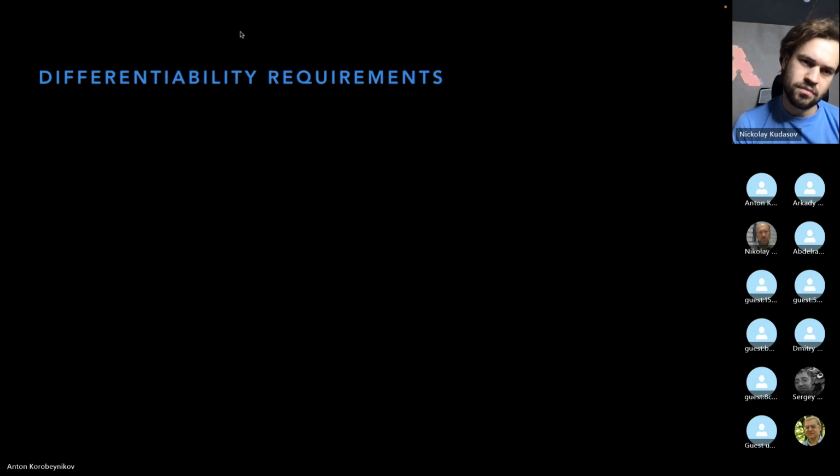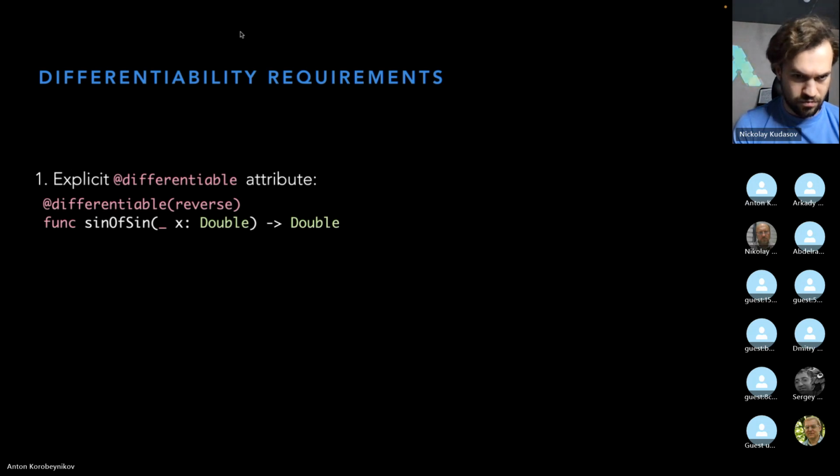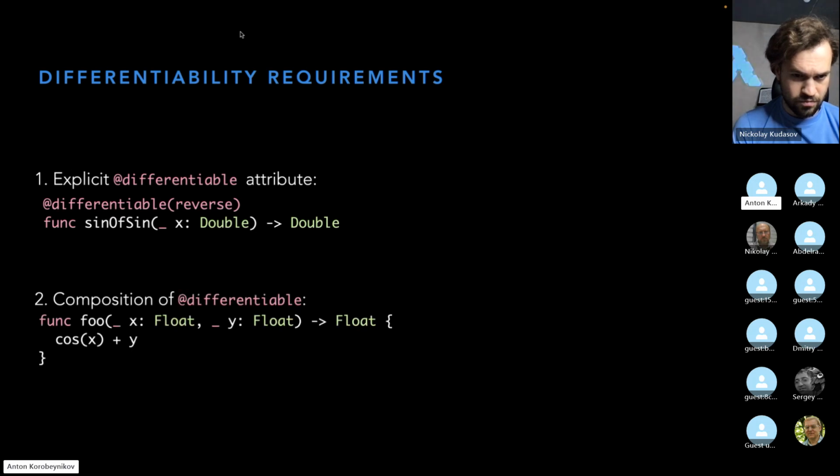So what are the requirements for a function to be differentiable? There are two cases. First is when one marks the function as differentiable. Here, the compiler verifies that the function is differentiable itself. The second case is a little bit more elaborate. The function is not marked with anything, but it is composed of functions that are differentiable. But since the function is not marked as differentiable, when does the differentiation process happen?